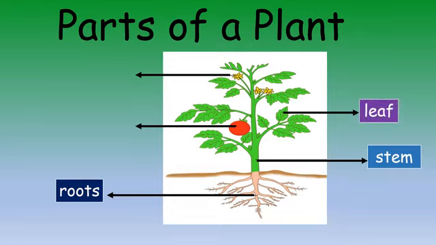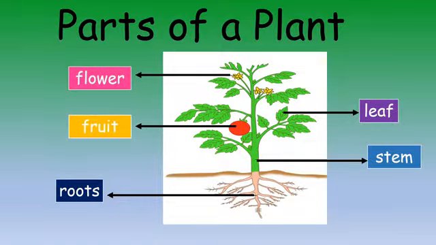This is the leaf. The leaf makes food for the plant and is also known as the kitchen of the plant. This is the flower. The flower grows into a fruit. Fruits have seeds which can later grow into new plants. So children, we have learnt about the different parts of a plant and their functions. Now let's learn about the different types of plants.